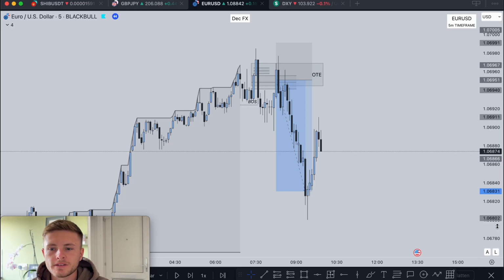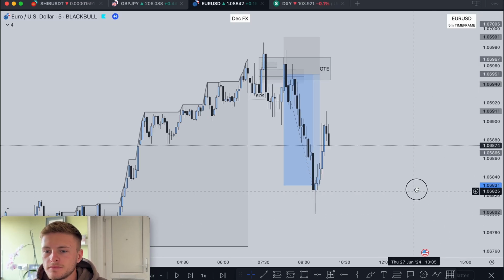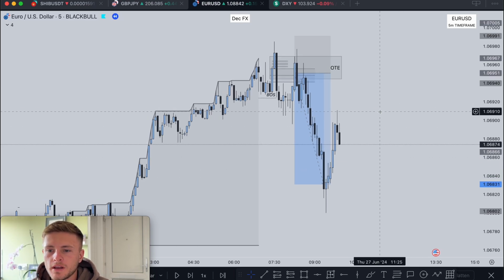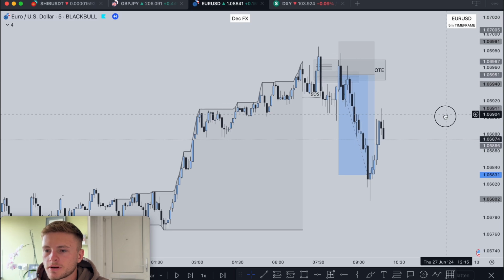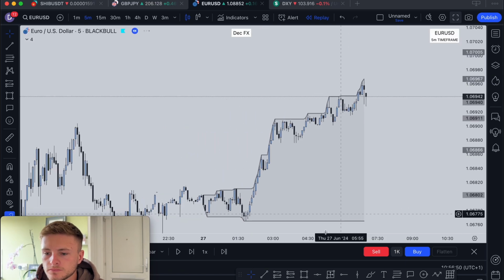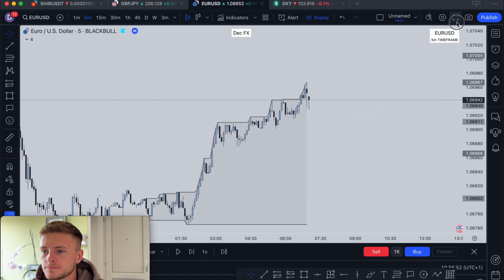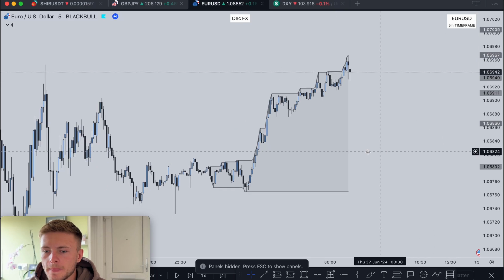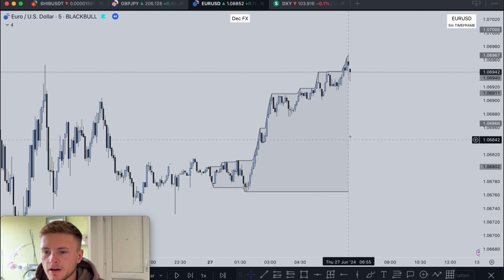So another trade breakdown on EU. This is another perfect example of a perfect setup. So I'm just going to break this down quickly. Alright. So this is the Asia range highlighted in this box here.